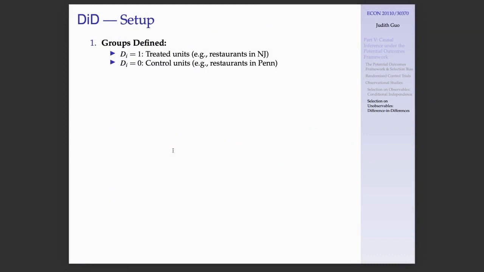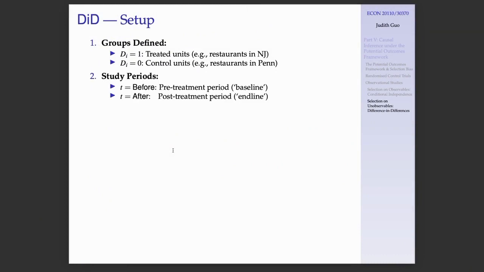And just as before, we have two groups. One is the treatment group and one is the control group. But now there's a time dimension. So we have a before and after. Basically the before is the baseline, it's pre-treatment. And after is the post-treatment period, it's the end line. And the treatment must take place in between the baseline and the end line.